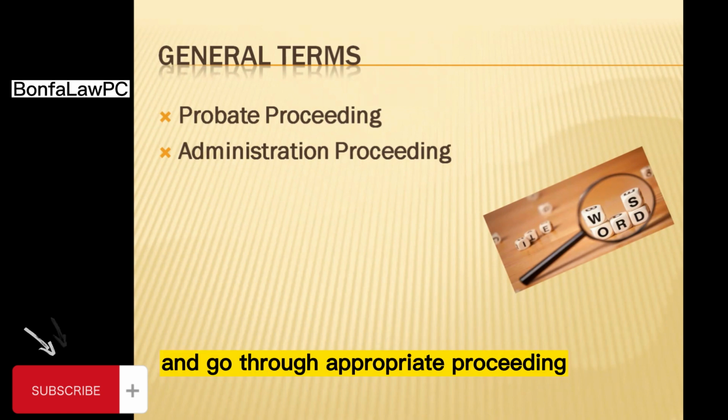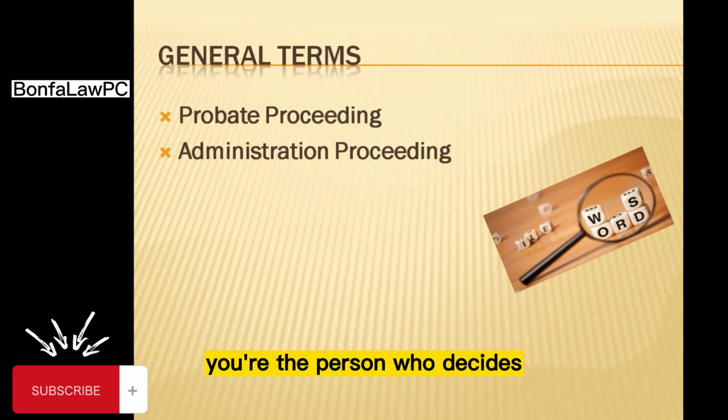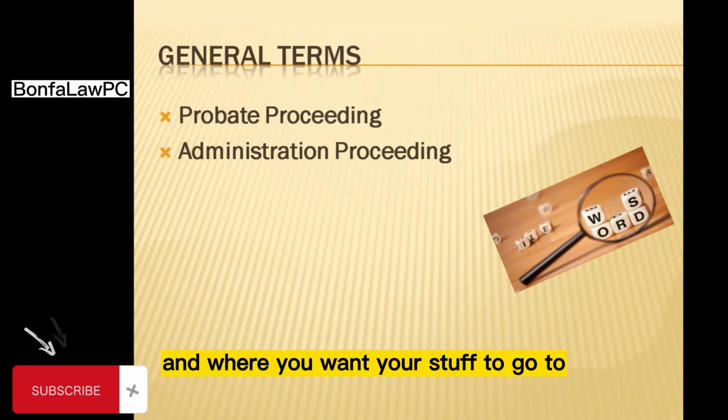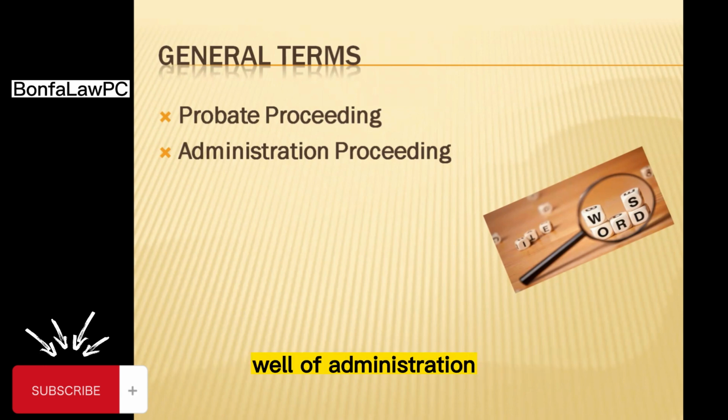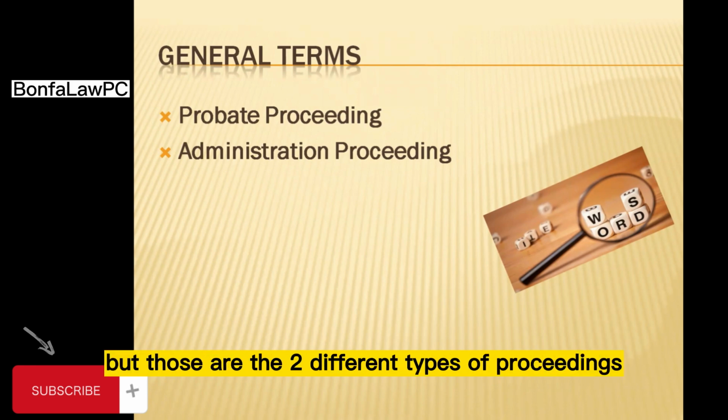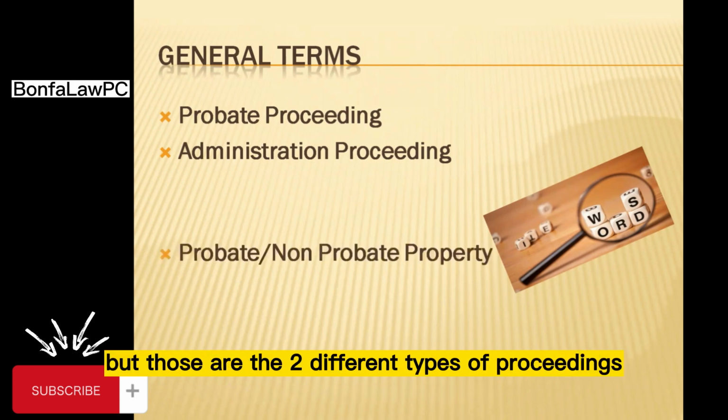So you're not filing an original will with the court, and then the rules of what we call intestate govern. When you have a will and go through a probate proceeding, you're the person who decides what is going on and where you want your stuff to go. While in an administration, it is the government statute that determines where it goes. But those are the two different types of proceedings.